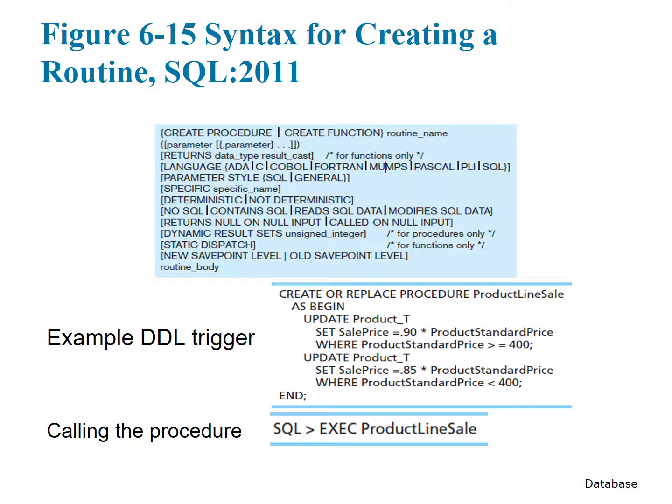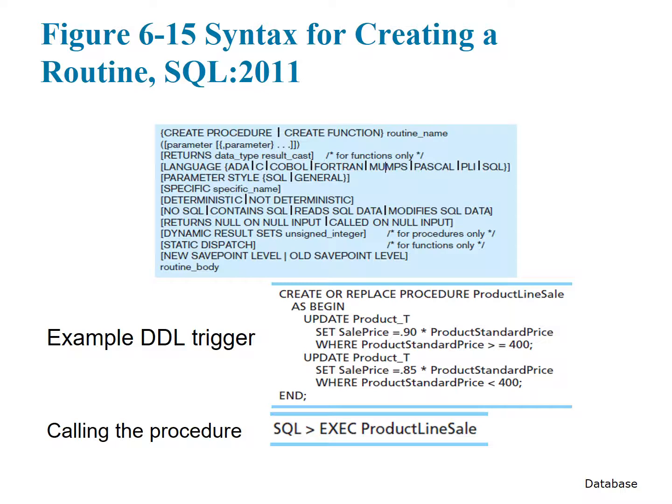For function only: language, parameter style, specific, deterministic, not deterministic, no SQL, contains SQL, reads SQL data, modifies SQL data, returns null on null input, called on null input, dynamic result set, unsigned integer, static dispatch, new savepoint label, old savepoint label, routine body.